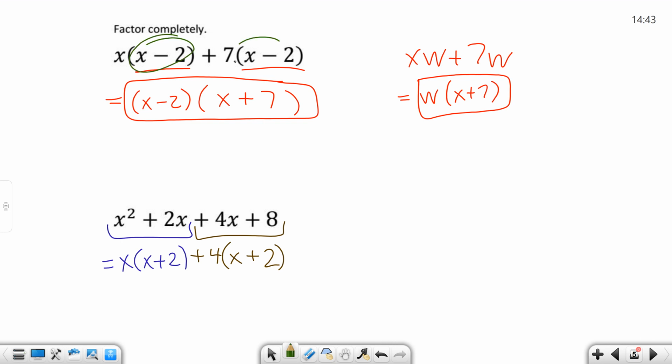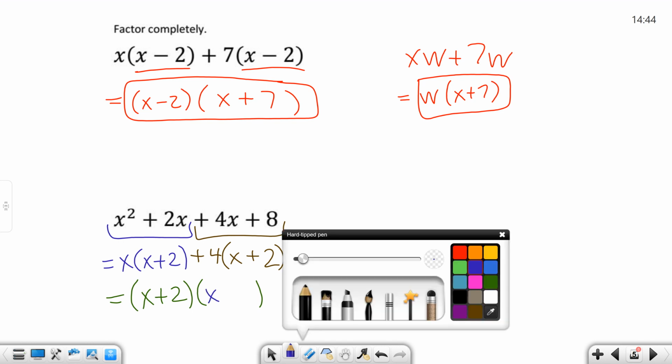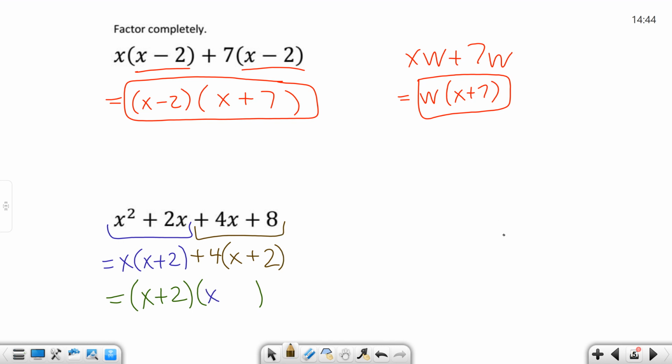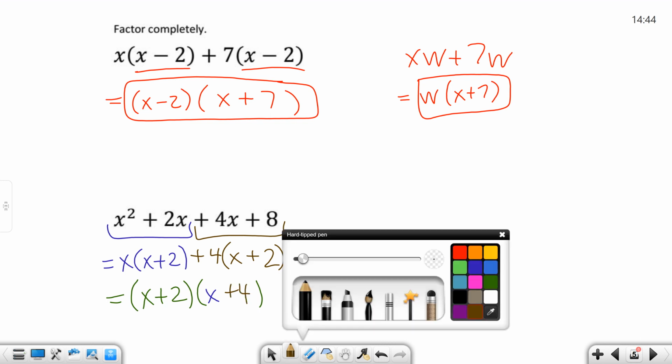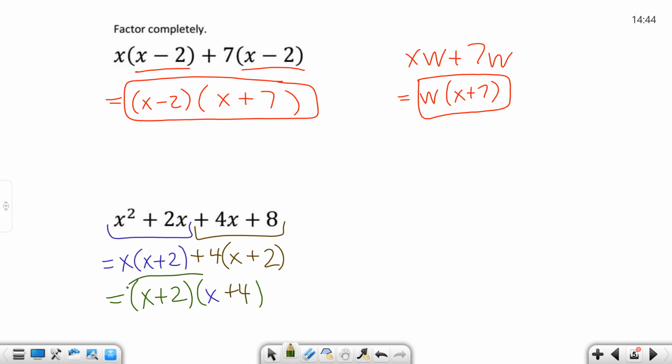Grouping worked if these 2 things were the same up here, right? So guess what? Are these 2 things the same right here? Yep. So did grouping work? The answer is yes, and that is my GCF now, that entire parenthesis x plus 2. That's what I bring out front as my GCF. And then I'm left over with something in blue and brown. What am I left over with in blue? x. What am I left over with in brown? Plus 4. Right? So x plus 2, and then I'm left over with x plus 4.